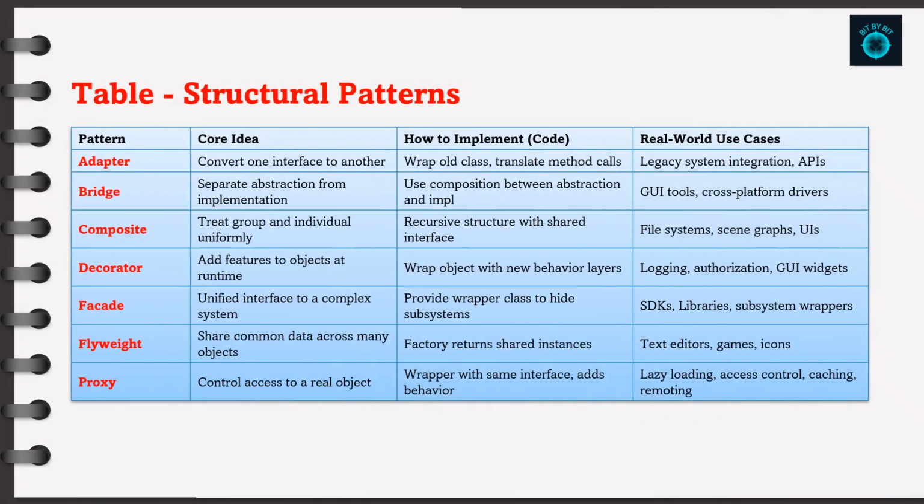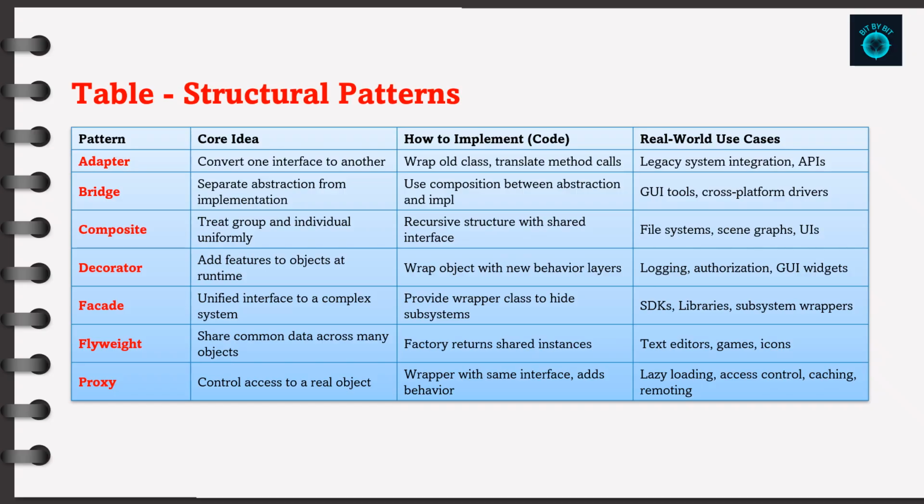Let's review all the structural design patterns we've covered side by side. This table compares the main idea of each pattern, how it's implemented in code, and where it's used in real-world software development. The adapter pattern lets incompatible interfaces work together. In code, it wraps an old class and translates method calls. It's great for integrating legacy systems or connecting external APIs.